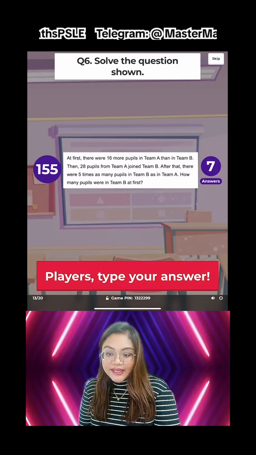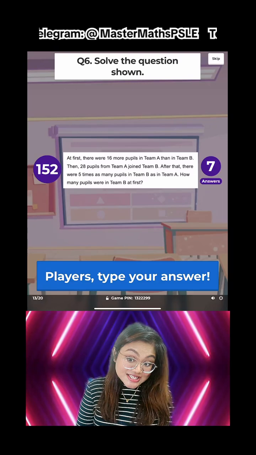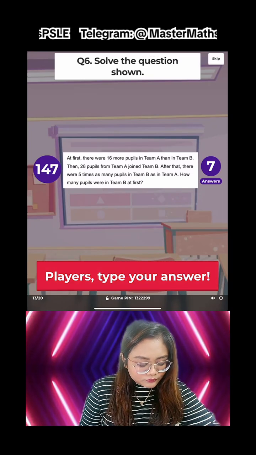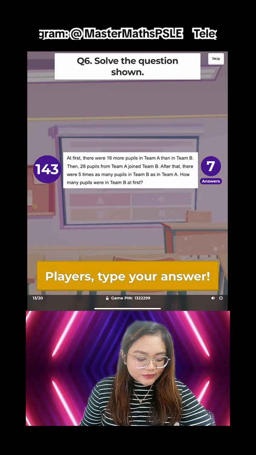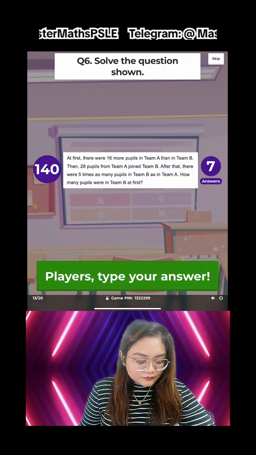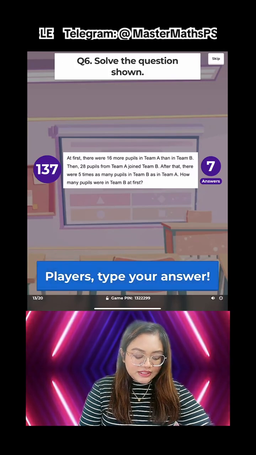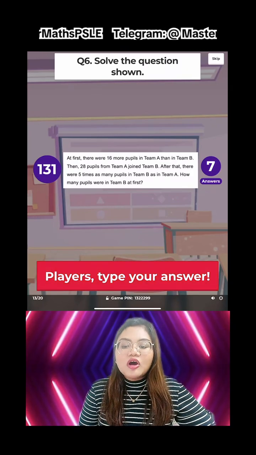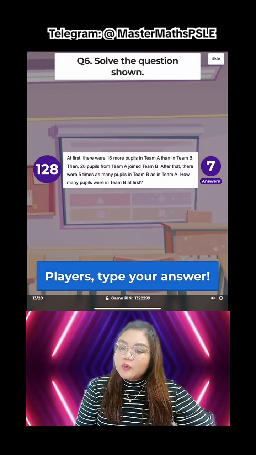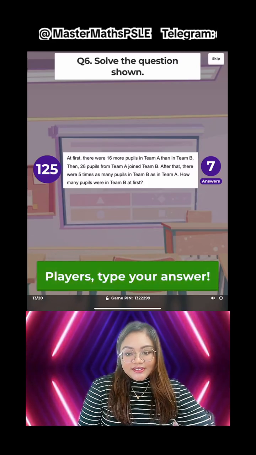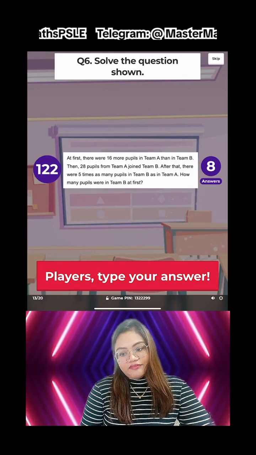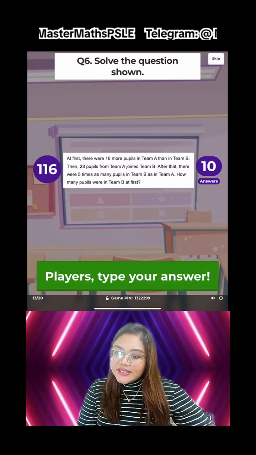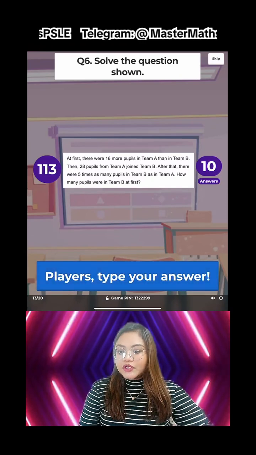Anybody want to have a hint? Do you need hints for this one? Okay, those of you who need a hint, my hint to you is to draw a model. I think 2 lives ago we did a model drawing question. We did actually a model drawing session on our live class. So try to draw a model for this one, and then use the model to help you.